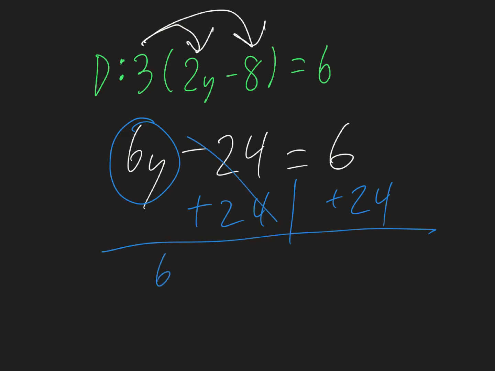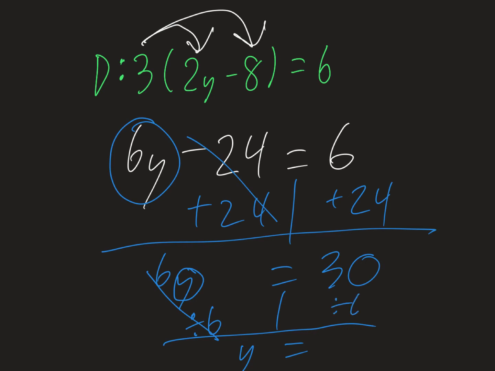Now, we have 6y equals 6 plus 24, which is 30. Now, the inverse operation of multiplying by 6 would be dividing by 6. 6 divided by 6 is 1, so we're left with y. And 30 divided by 6 is 5, so y equals 5.